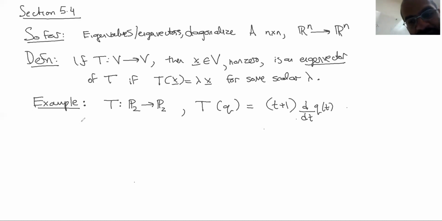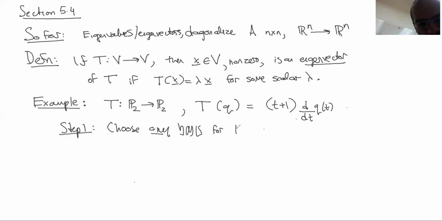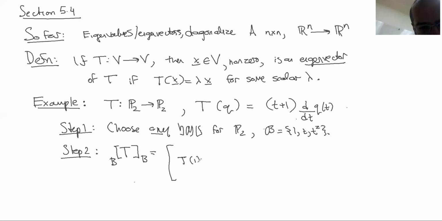So how do you find the eigenvalues and eigenvectors? Well, again, you use the correspondence principle. Step 1 is you just choose any basis for this vector space, for P2. For example, the standard basis 1, t, t squared. Then step 2 is to write the matrix with respect to this basis. We know how to do that. The matrix of T with respect to this basis B is a matrix whose columns are just T of the basis vectors: T of 1 in the B basis, T of the polynomial little t in the B basis, and T of the polynomial little t squared, also in the B basis.